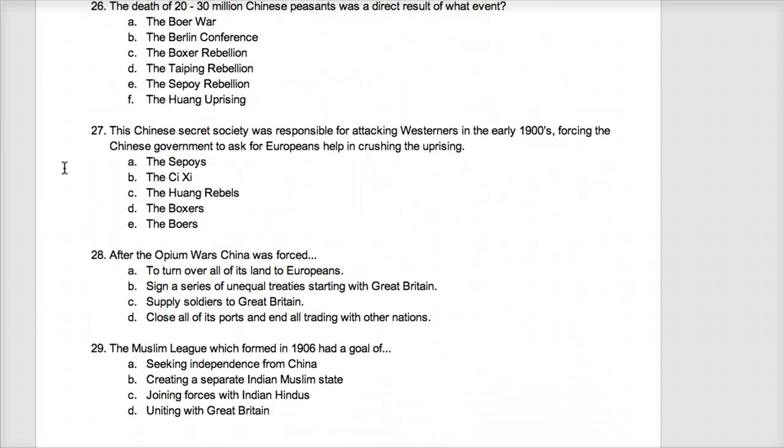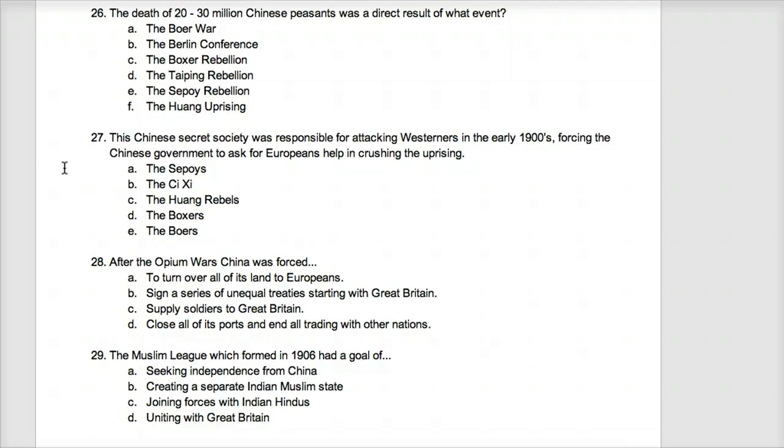26. The death of 20 to 30 million Chinese peasants was a direct result of what event? A. The Boer War. B. The Berlin Conference. C. The Boxer Rebellion. D. The Taiping Rebellion. E. The Sepoy Rebellion. Or F. The Huang Uprising.